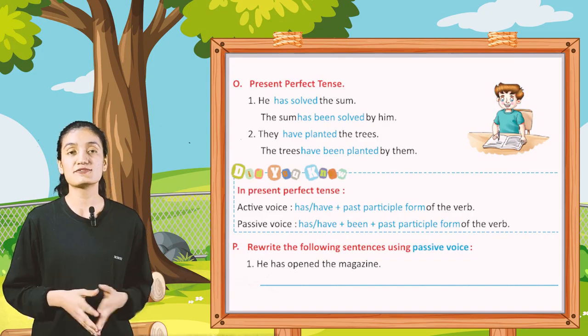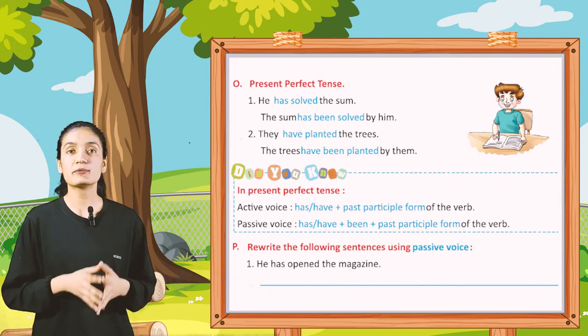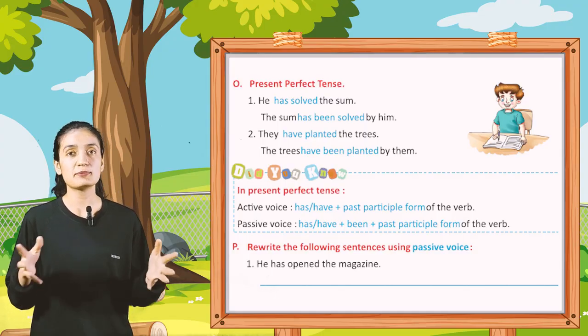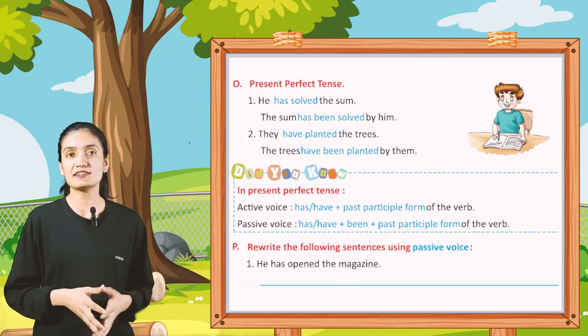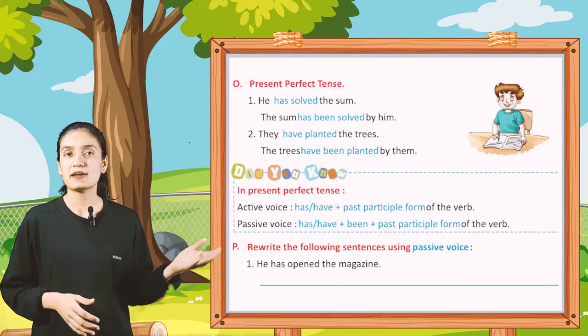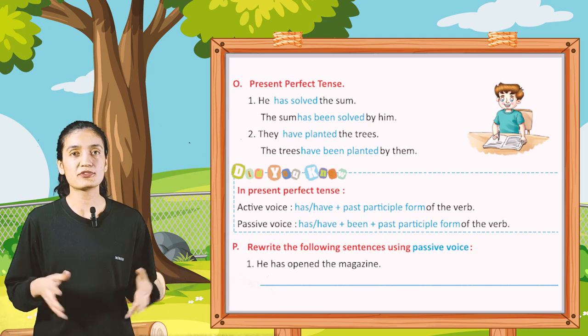O. Present perfect tense. First, he has solved the sum. The sum has been solved by him. They have planted the trees. The trees have been planted by them. Now kids, did you know, the present perfect tense active voice has, have plus past participle form of the verb. Passive voice has, have plus been plus past participle form of the verb.